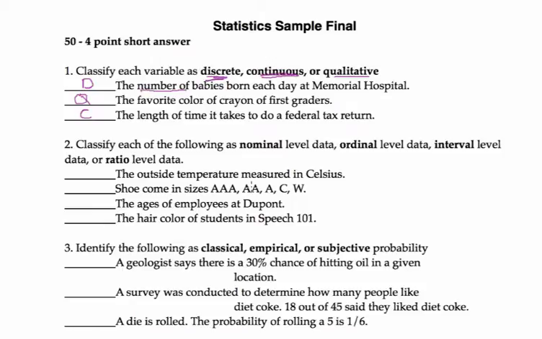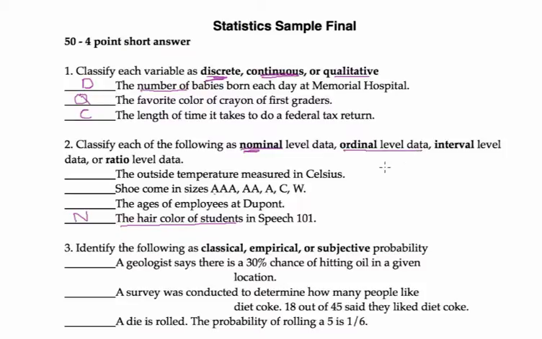Classify each of the following as nominal, ordinal, interval, or ratio. Start with nominal. I think "nom" is like name. It's the name of something, sort of like qualitative. Something that has no order is not usually a number. The hair color of students, that's nominal.